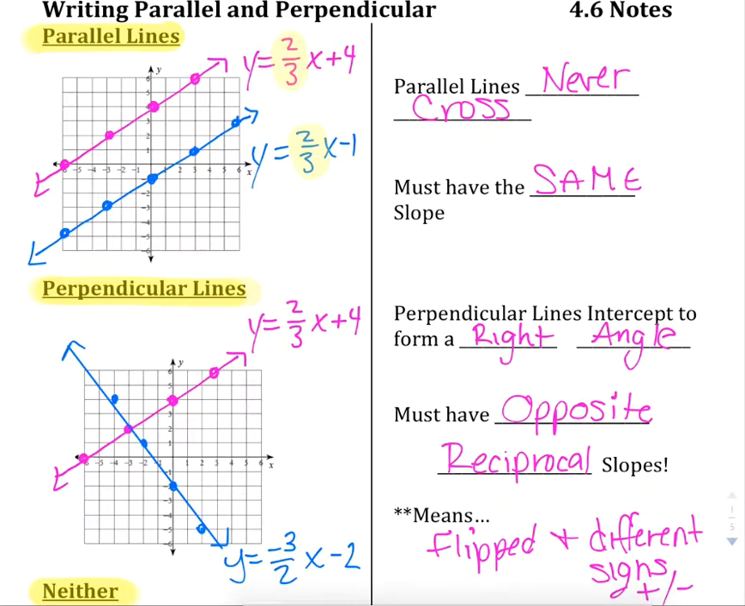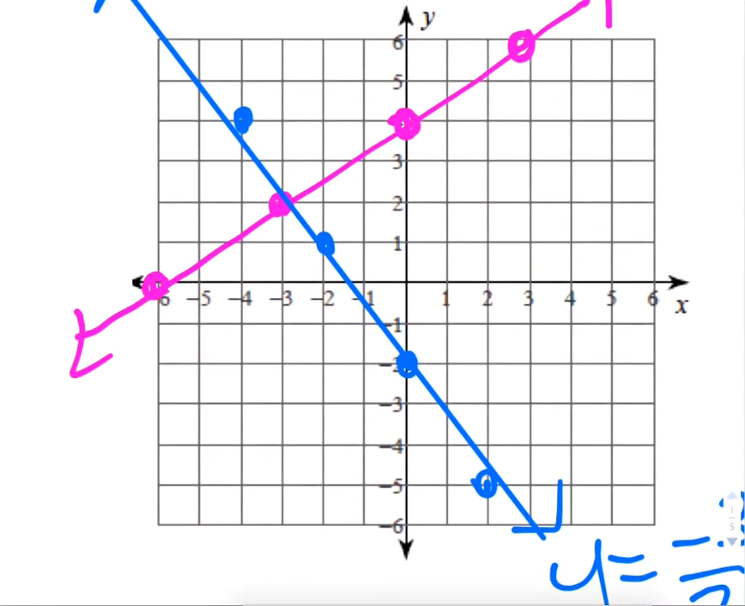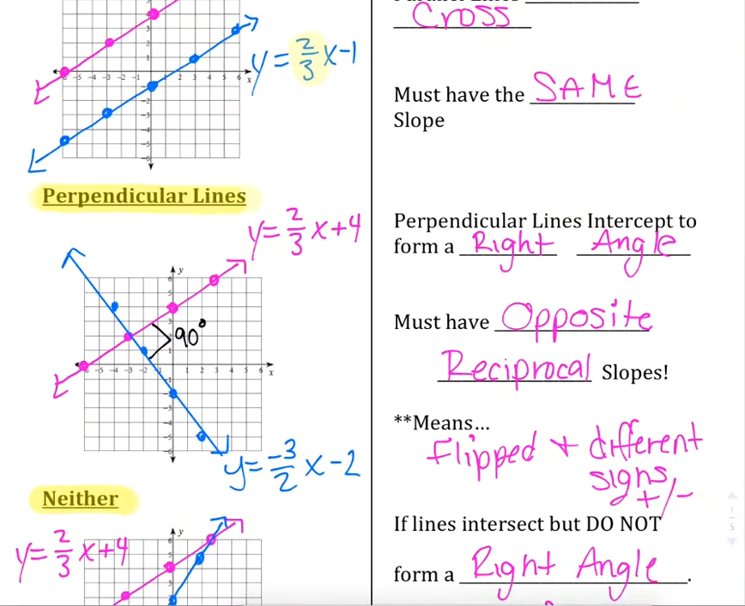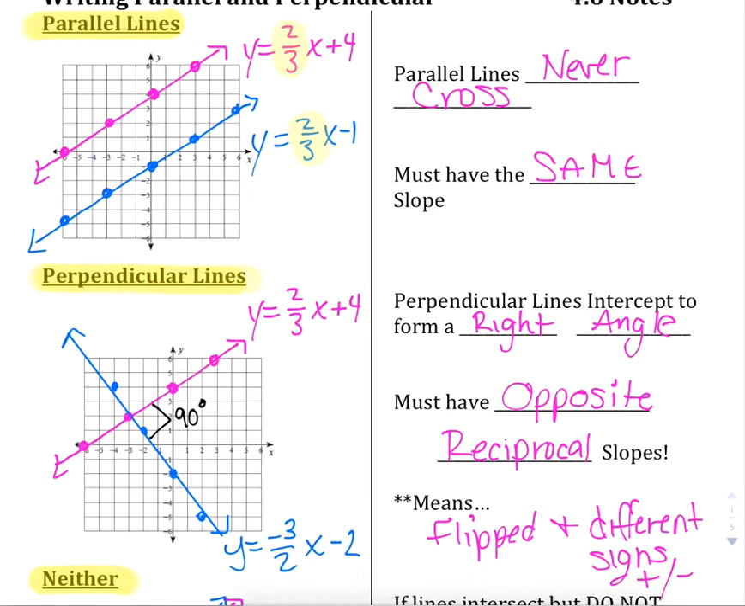Okay? Moving to perpendicular, equations that have slopes that are flipped and with different signs make perpendicular lines. They're not just lines that cross. They have to cross to make this perfect right angle. Let me zoom in real quick. It has to make a perfect right angle or a 90 degrees right here. Okay? So in order to do that, my numbers have to be flipped. 2/3 turns into 3/2. And they have to have different signs. So one has to be a positive slope, one has to be a negative slope.